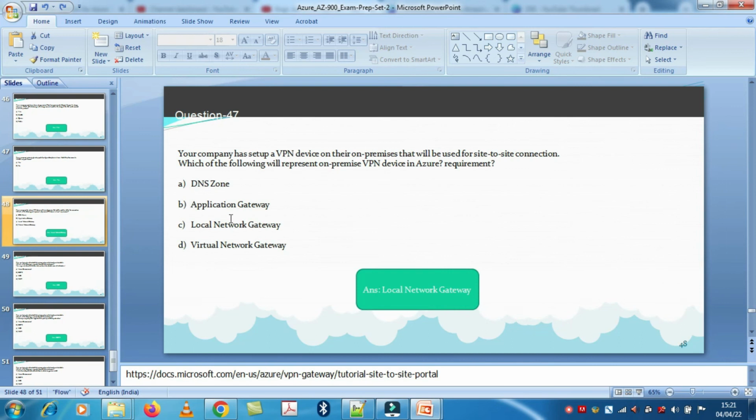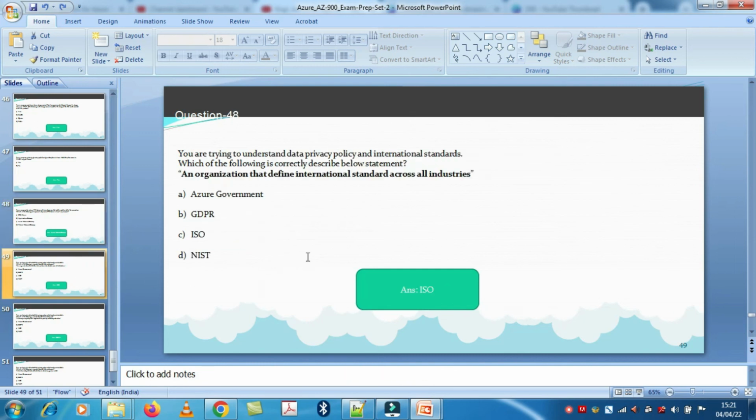Your company has set up a VPN device on their on-premises that will be used for site-to-site. Remember, site-to-site: one network to another network, one data center to another. It could be from your on-premises to your public cloud. So this is a site-to-site connection. Which of the following will represent the on-premises VPN device in Azure? For on-premises, it will be a local network gateway. I have answered the same question in set 1. If you go to set 1, you will get your answer if you want to understand more.